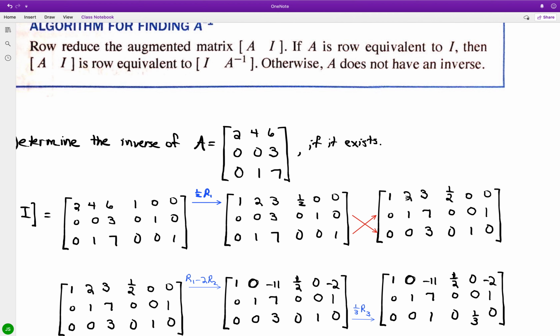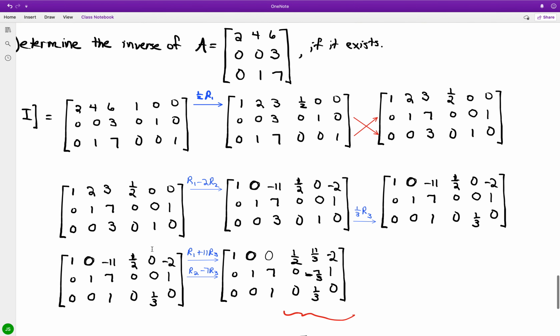So in the rewrite, we have 1, 2, 3, 1/2, 0, 0. Second row, we have 0, 1, 7, 0, 0, 1. Third row, we have 0, 0, 3, 0, 1, 0, and we continue.